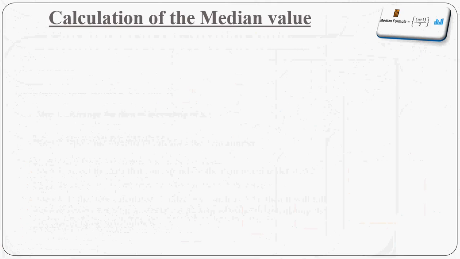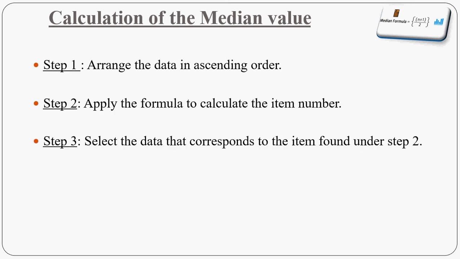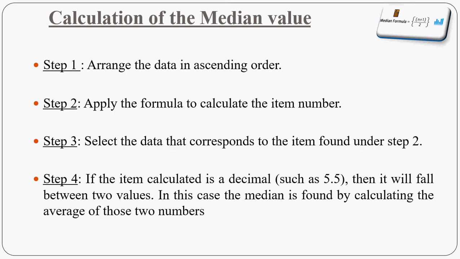So how to calculate median value? Let us see. We need to arrange the data in ascending order, apply the formula to calculate the item number, and select the data that corresponds to the item found under step 2. If the item calculated is in decimal, then it will fall between two values. In this case, median is found by calculating the average of those two numbers. So with average, without average, we are going to calculate median. So these are the steps. I hope these examples with regard to median value steps are clear.